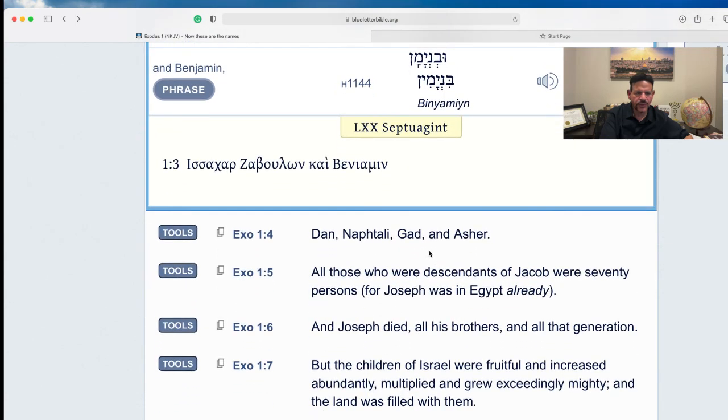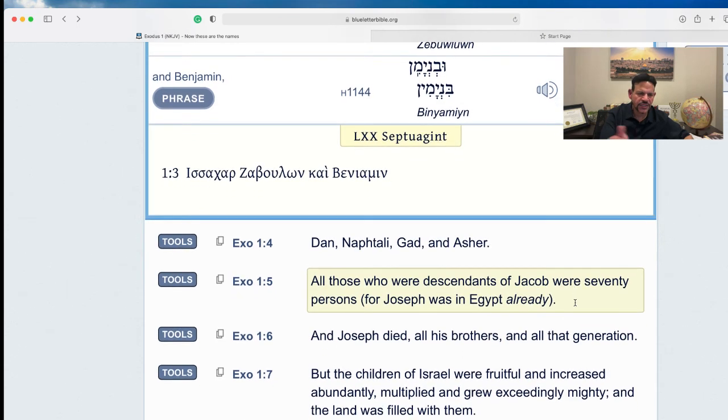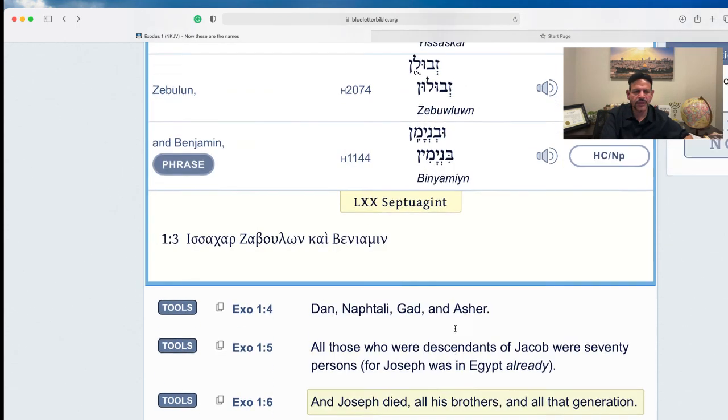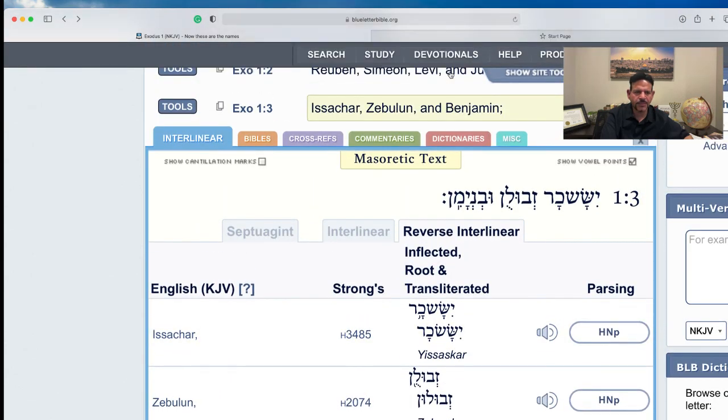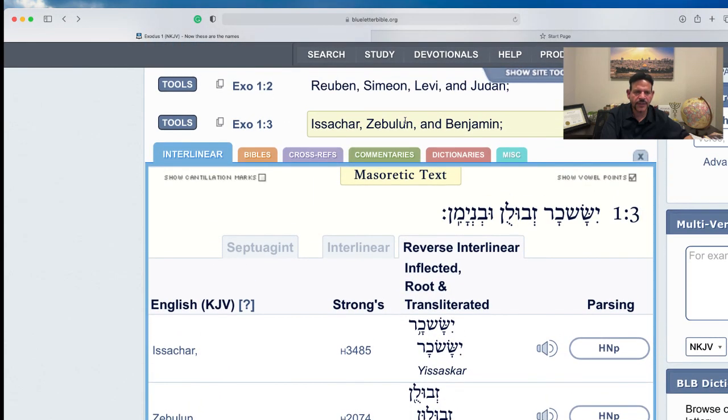The question is, where's Joseph? It says here that all those who were descendants of Jacob were 70 persons, for Joseph was in Egypt already. Actually, I shouldn't say dead yet, but they're talking about when they first came in, Joseph was in Egypt. So you have the 11, and Joseph is not mentioned, but right after Zebulun, it says Rachel had Joseph. He doesn't put Joseph, he puts Benjamin instead, because when Joseph was seemingly dead, who takes the next role? Benjamin.